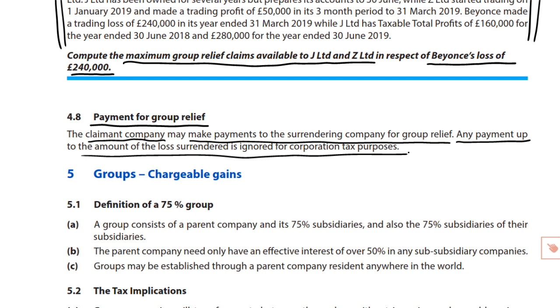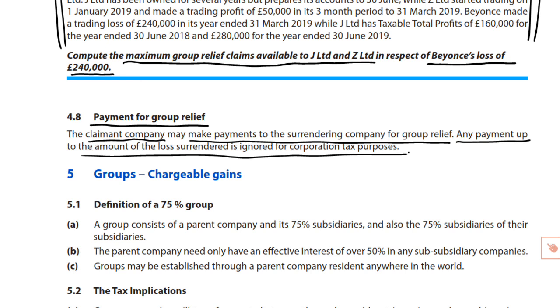Quite often, where minority interests are involved, these payments will be made, or it may just seem equitable that we compensate the loss maker for the cash benefit of the loss relief that they have foregone. If we do make these payments, then these payments and receipts are entirely outside the scope of the tax system. The payment does not represent a deduction in the corporate tax computation of the paying company, nor does the receipt of the benefit of that amount going to the surrendering company.